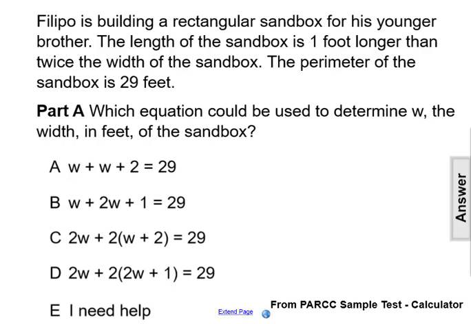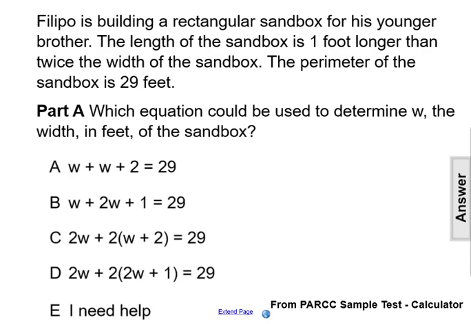Filippo is building a rectangular sandbox for his younger brother. The length of the sandbox is 1 foot longer than twice the width of the sandbox. The perimeter of the sandbox is 29 feet. Part A. Which equation could be used to determine W, the width in feet of the sandbox?